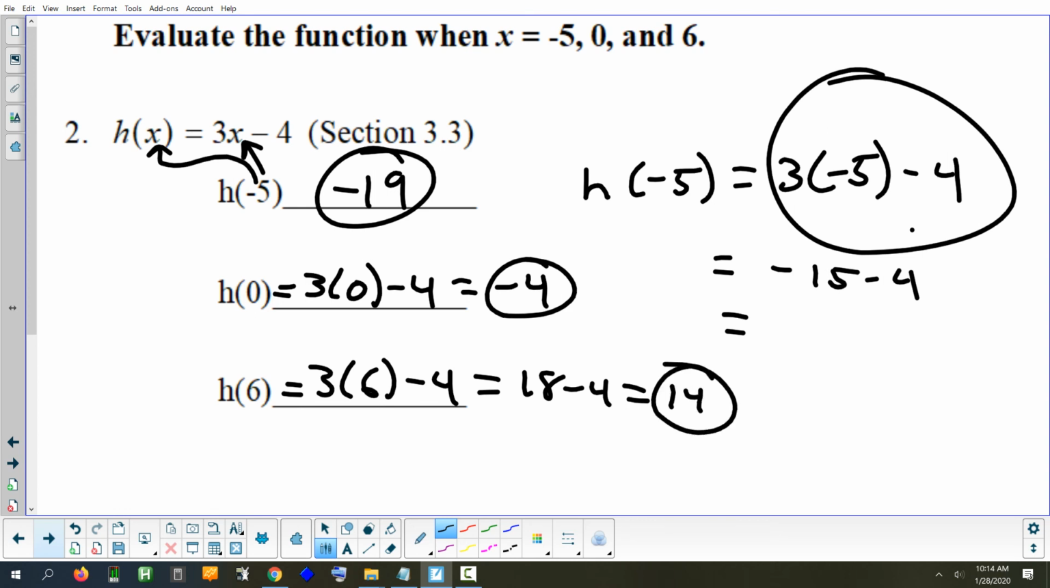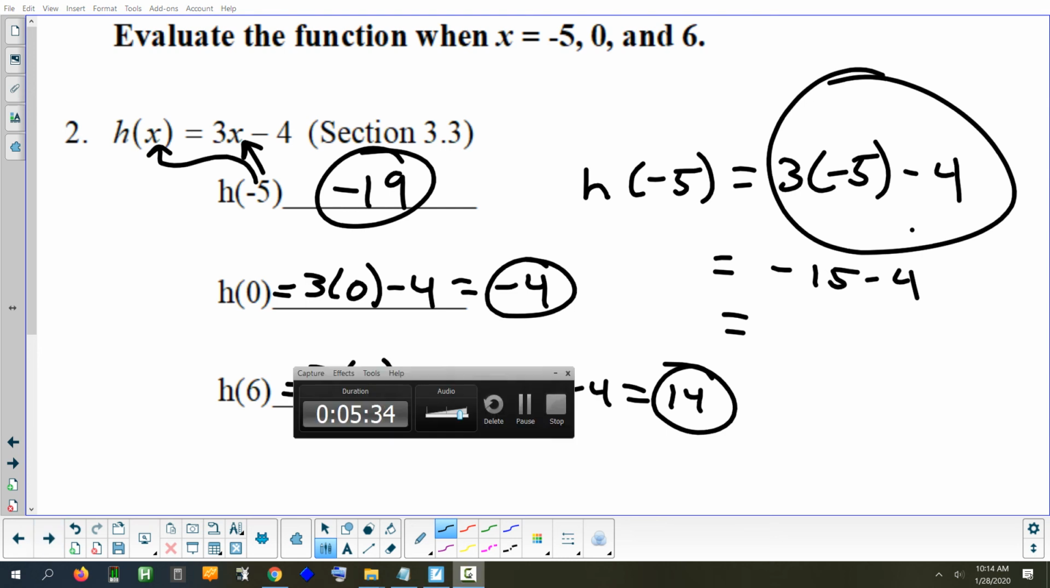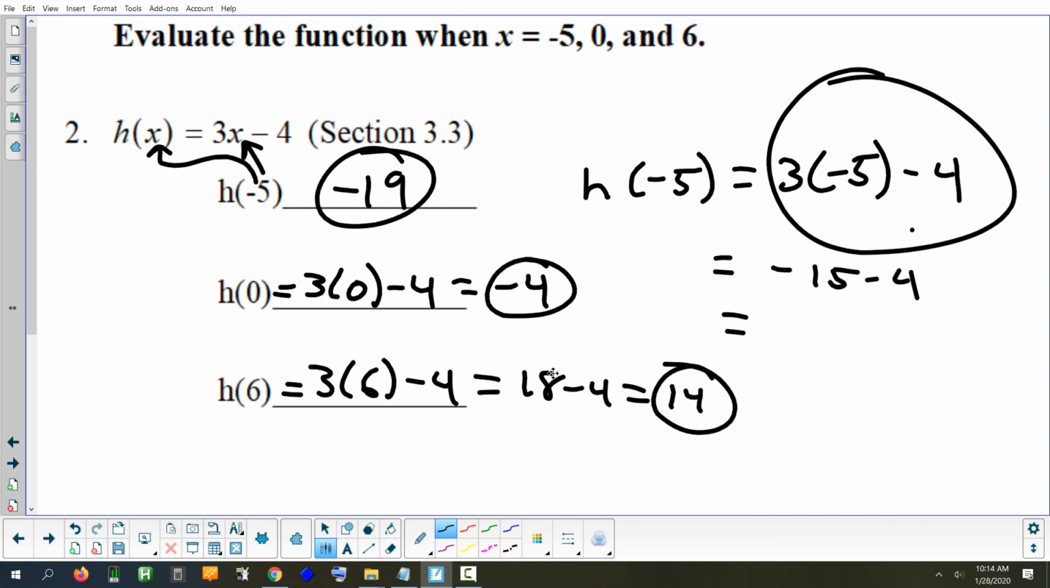14. Perfect. So that's what you're doing in number 2. Okay. Any questions on that one? How did you get the -4 on the left side? The -4 is part of the original problem. Yeah, but how did it get to the left, on the left side of the equal?